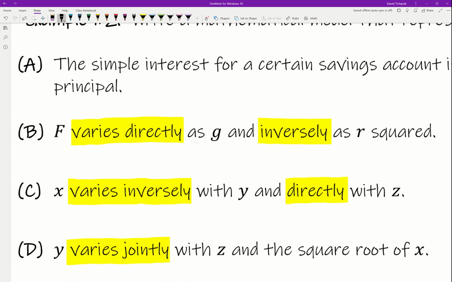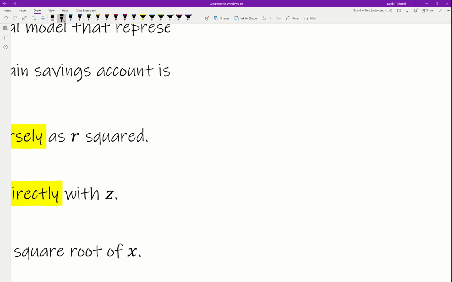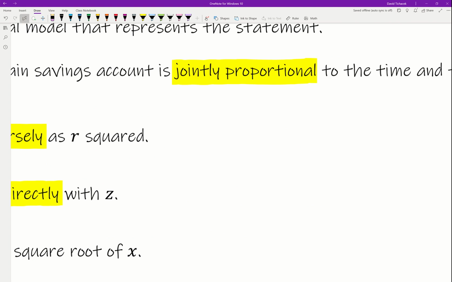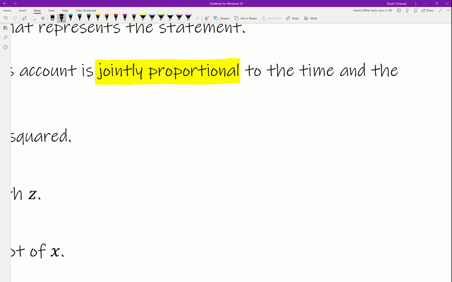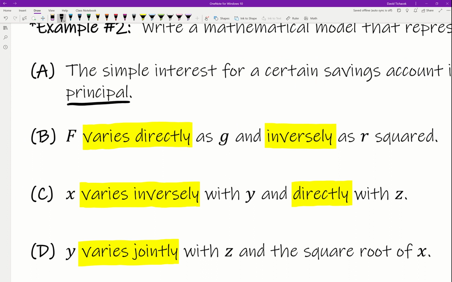So part A, it says the simple interest for a certain savings account is jointly proportional, if OneNote bothers to load that, there we go, is jointly proportional to the time and also to the principal. This is the example that I pointed out a few moments ago, okay? Now, you'll notice that they don't give us any variable names for these, so you could pick whichever ones you want, but in general, it's a good idea to pick variable names that, if you look at them, you say to yourself, oh yeah, that represents interest, or oh yeah, that represents time, okay?